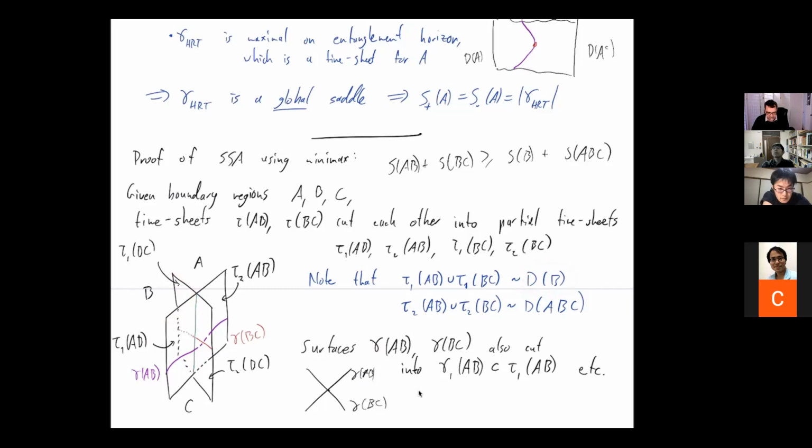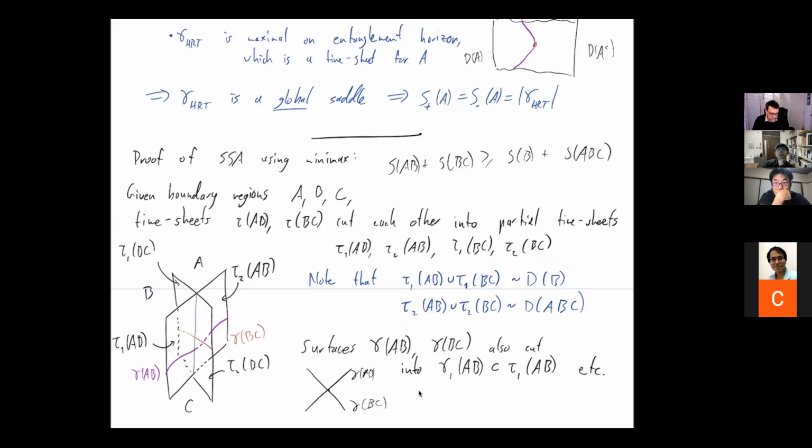Okay, and similarly, if I glue the other part of the AB with the other part of the BC, that's this part with this part, then I get a timesheet which is homologous to ABC. Meanwhile, I have the surfaces, the actual minimax surfaces or HRT surfaces. So I have the AB HRT surface, which is in purple here, and I have the BC HRT surface, which is in orange. Those don't necessarily intersect. So I cannot start cutting and gluing those, okay?